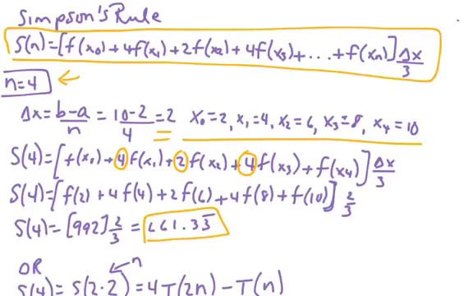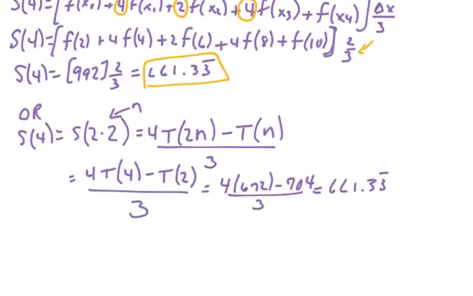So again, you have the alternating of these 4s and 2s going on, till you exhaust the number of subintervals, and then you multiply that quantity by delta x over 3, which is simply 2/3. And when you do that, the numeric work gives 661.33 with 3 repeating. So you get right there with n equals 4 using Simpson's rule. And then here's the shortcut for Simpson's. S of 4 is the same thing as S of 2 times n, and n is equal to 2. And that is the shortcut.